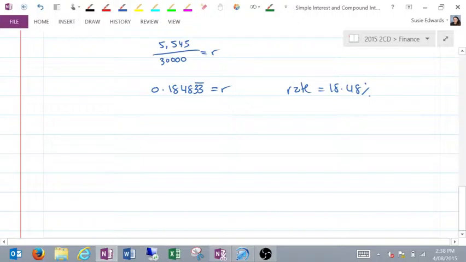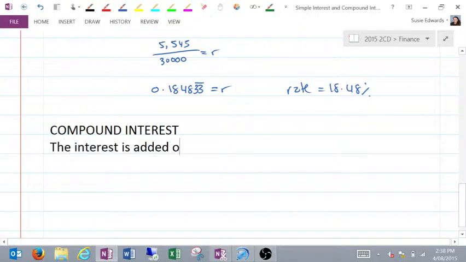Okay. Compound interest. Okay. In compound interest, the interest is added on to the principal after every compounding period.